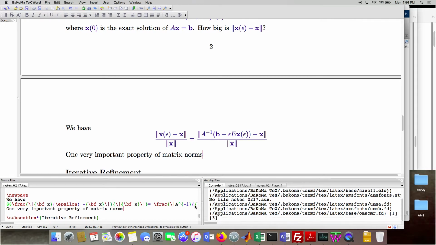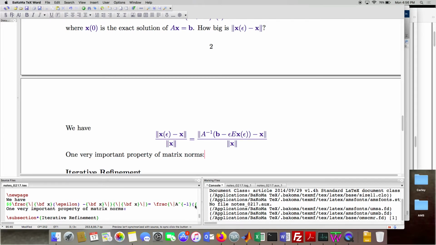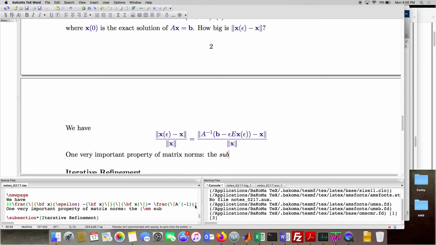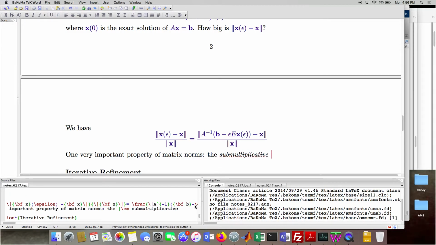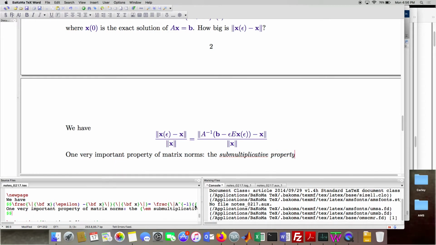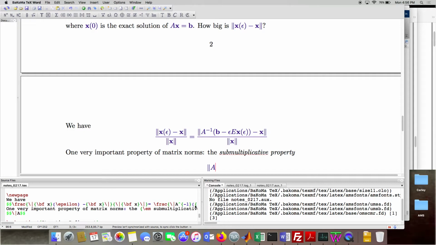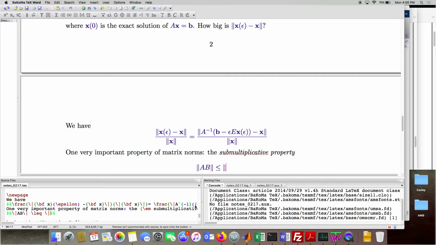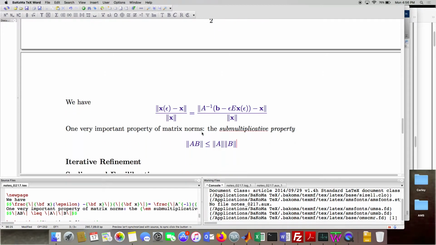of matrix norms. Matrix norms have to satisfy the same properties that vector norms do. A matrix norm must be non-negative. If you scale a matrix, it scales the norm. Matrix norms have to satisfy the triangle inequality, but they also have this submultiplicative property, that if you take the norm of a product of matrices, that is less than or equal to the product of the norms. So that's something that we can make use of here.